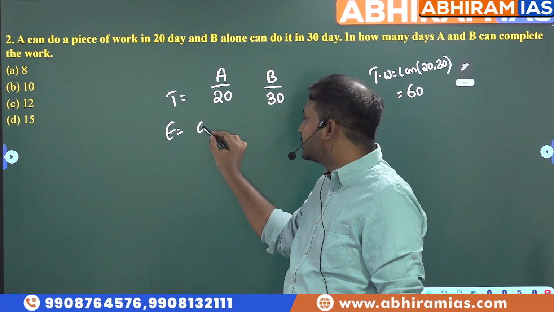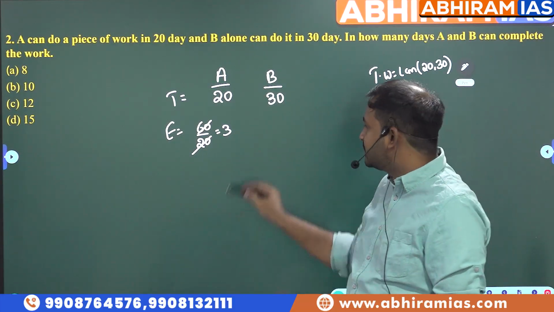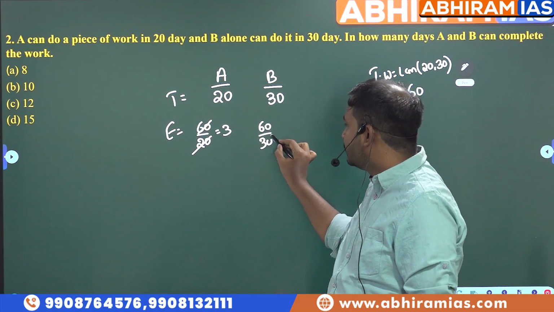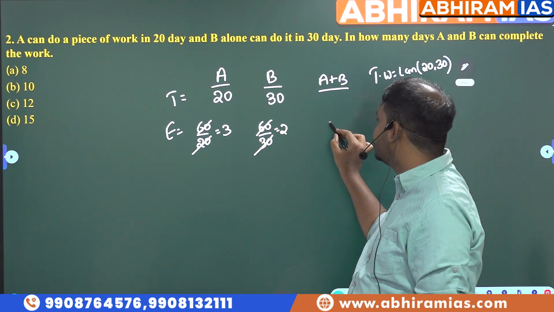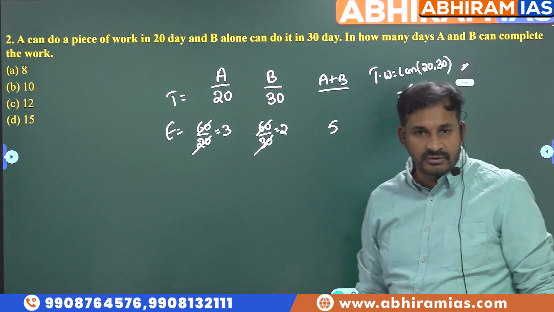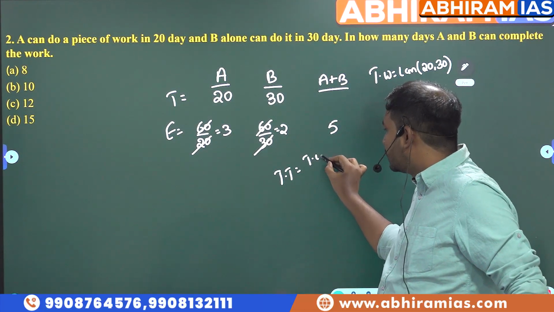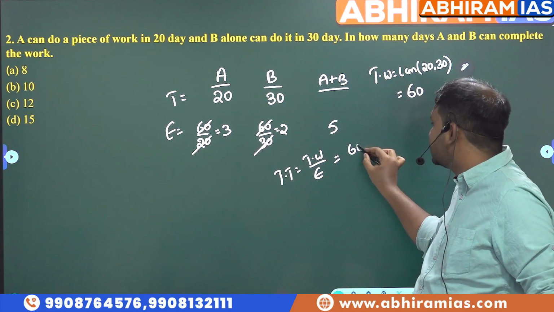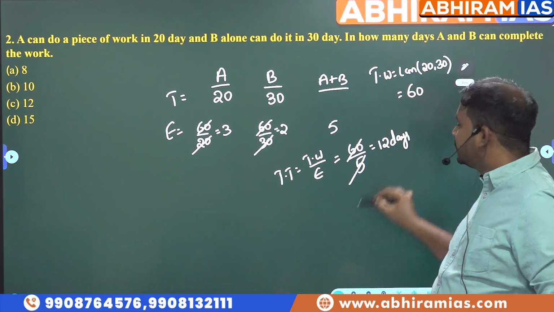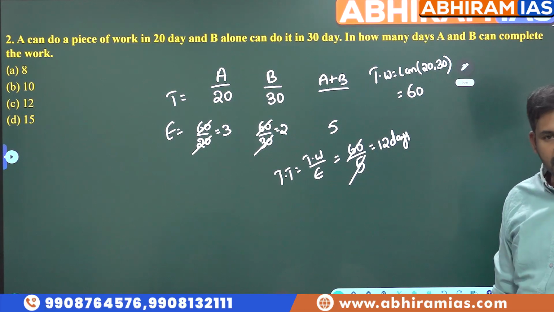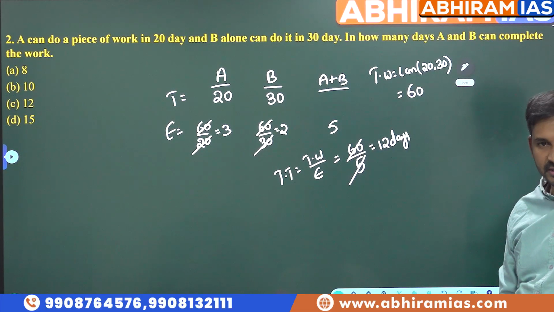Efficiency of A becomes what? 60 by 20? 3. Efficiency of B becomes 60 by 30? 2. Now both are working, A and B together, so their efficiency will become 5. So time taken will become what? Total work by efficiency. That is, total work is 60 and combined efficiency is 5. So they take 12 days to finish the job. Working together, they can finish the job in 12 days.